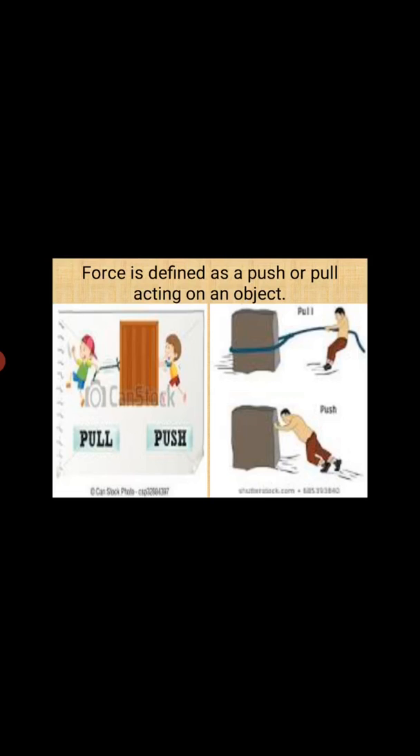Now look at the second picture. In the second picture, one man is applying force of pull to move a heavy box. At the same time, another man is applying force of push to move the same heavy box. So in both these examples, they are applying force of either push or pull, and the current position of the object changes.